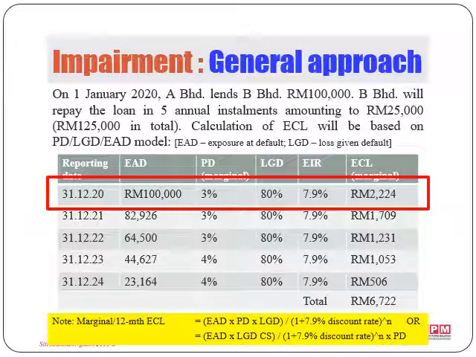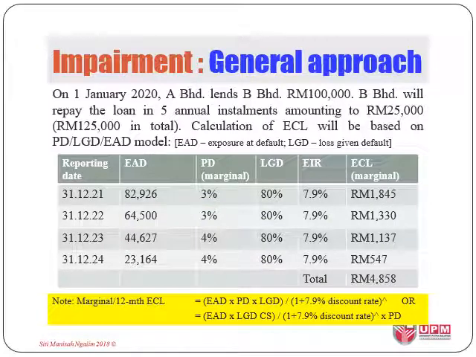So from this example, as at 1st January 2020, the 12 months ECL will be approximately 2,224 ringgit to the nearest ringgit, while the lifetime ECL, which means for the entire duration of the loan, will be 6,722 to the nearest ringgit.